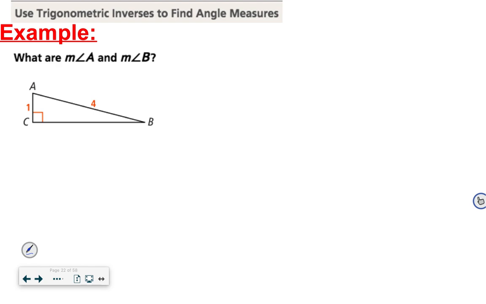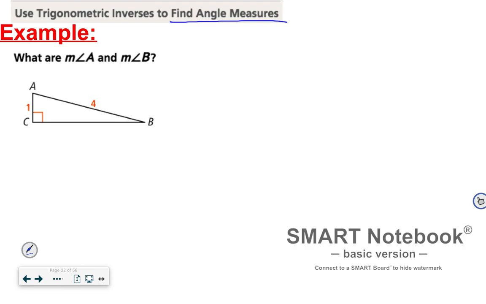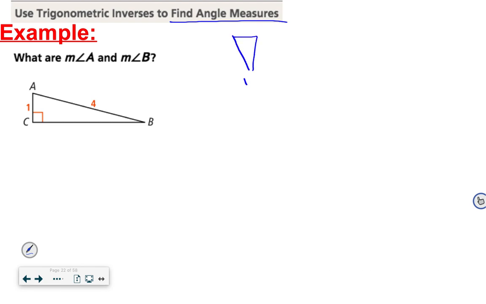Hello ladies and gentlemen, today we are going to learn using trigonometric inverses to find angle measures. We already learned how to find the trigonometric ratios of sine, cosine and tangent. Today we are going to learn how we can use the inverse of a trigonometric function to find the measure of the angle. Ladies and gentlemen, before we start this topic, I would like to put a note here.